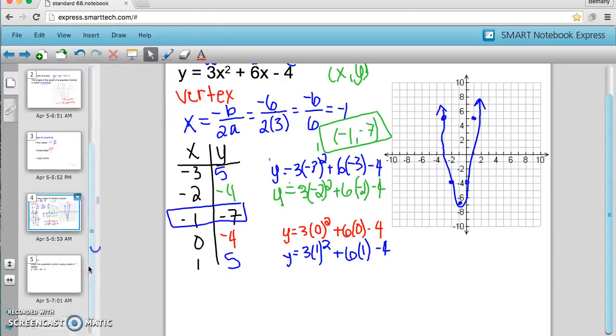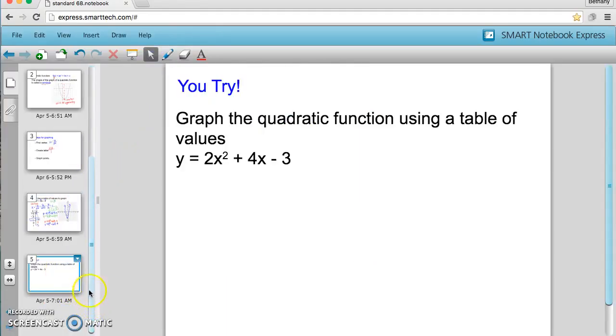Okay, so here is your one you try problem. Graph these using your table of values.